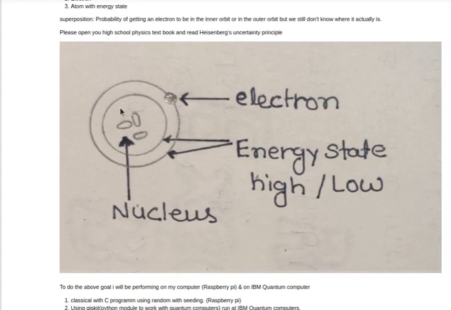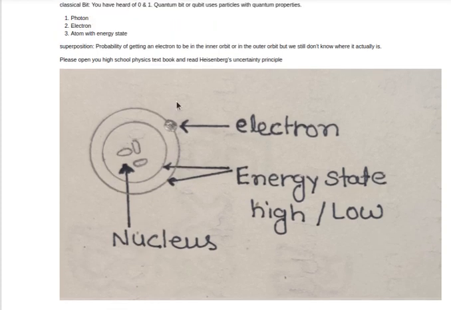And this is something everyone must know and be aware of. Everyone has read in their academics about the Heisenberg uncertainty principle. So I want you to be aware of what it exactly is. This is the nucleus. This is your energy, high and low part. These are your electrons.